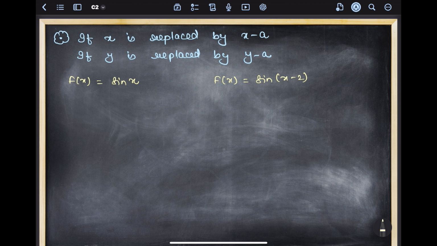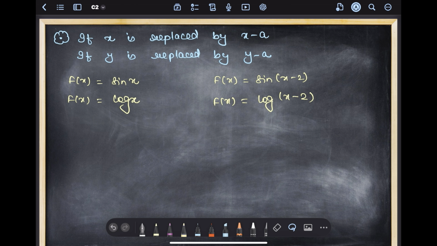Please be super slow and observe carefully, because sine is a periodic function. You may not understand the shifting. For that we will take logarithmic function. So f of x equals to log x. Here f of x is what? Log x minus 2. Okay, wait a moment.